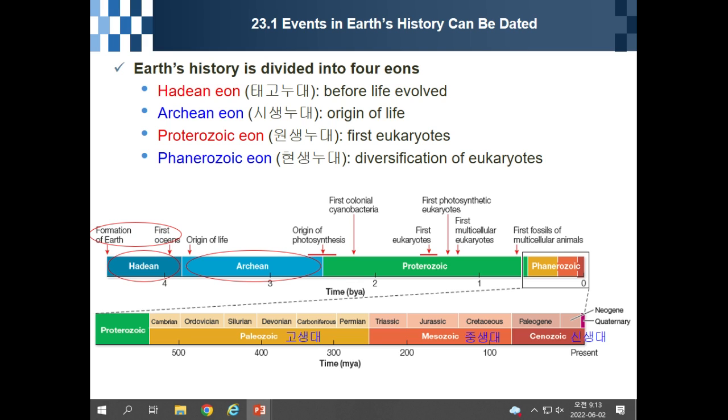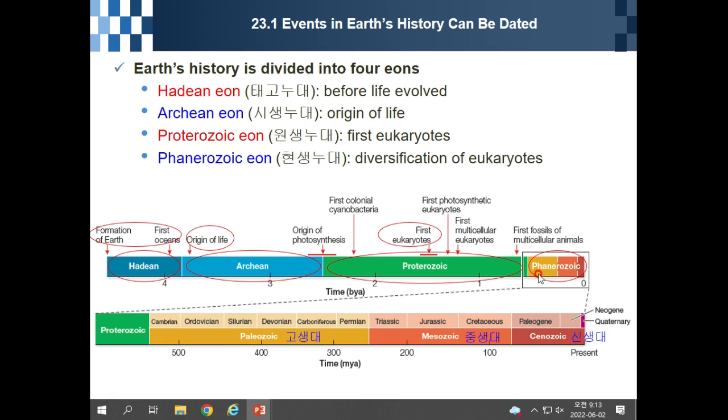The next eon is the Archean, when the origin of life happens. Next is the Proterozoic, which we call wonsaengnudae in Korean, and some cyanobacteria formed. Also the first eukaryotes appeared. The final one is the Phanerozoic, which in Korean we call hyeonsaengnudae.